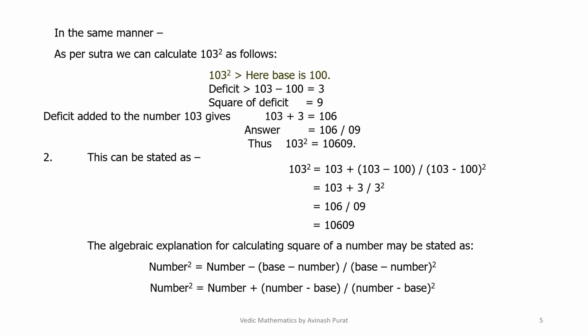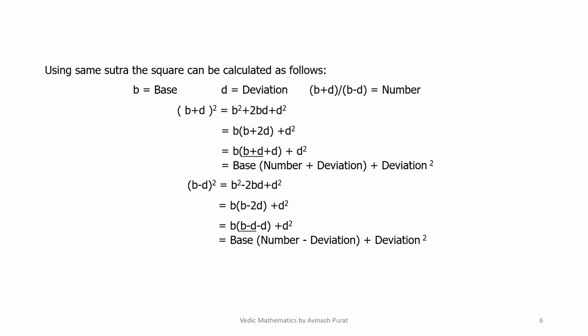The algebraic expression for calculating the square of a number may be stated as number square equal to number minus (base minus number) stroke (base minus number) square, or number square equal to number plus (number minus base) stroke (number minus base) square. Using the same sutra, the square can be calculated as follows.